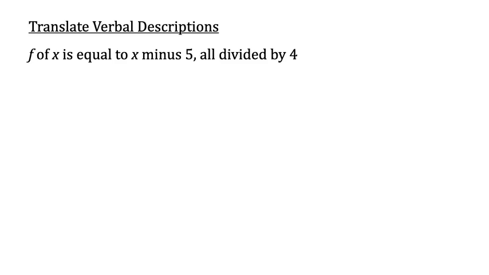Okay, let's practice writing expressions in function notation. So here we want to write f of x is equal to x minus 5, all divided by 4. So f of x, that is just written as f parentheses x, where f is the name of the function, and x represents the input, is equal to, so that's an equal sign, x minus 5, all divided by 4. I think the easiest way to write that would be as a fraction. So x minus 5, all divided by 4.